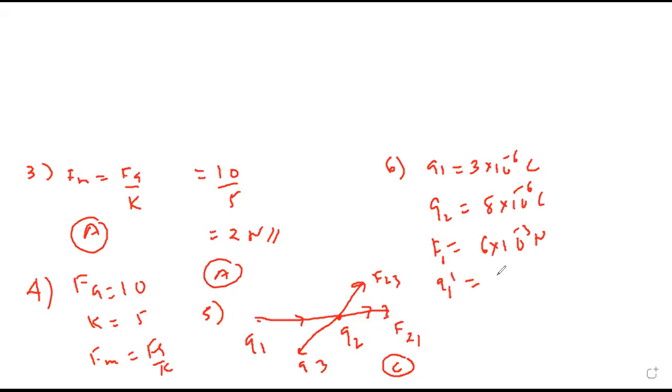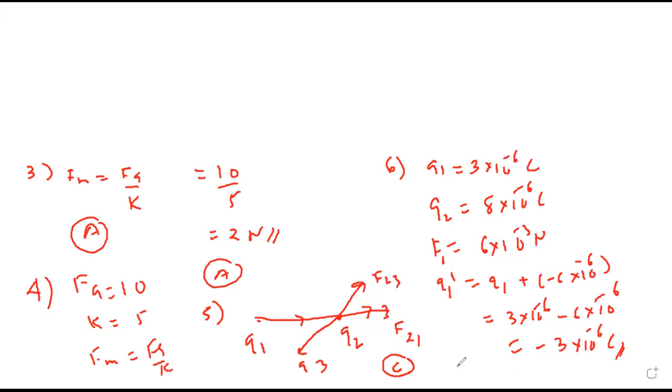Then they are given additional charge. So Q1 is added with additional charge of minus 6 into 10 raised to minus 6. So new charge becomes 3 into 10 raised to minus 6, minus 6 into 10 raised to minus 6. It should be minus 6. By mistake, I said plus 6 coulomb. So that means it is minus 3 into 10 raised to minus 6 coulomb. And Q2 dash will be Q2, 8 into 10 raised to minus 6, minus 6 into 10 raised to minus 6. That is 2 into 10 raised to minus 6 coulomb. Then the force between them will become how much?